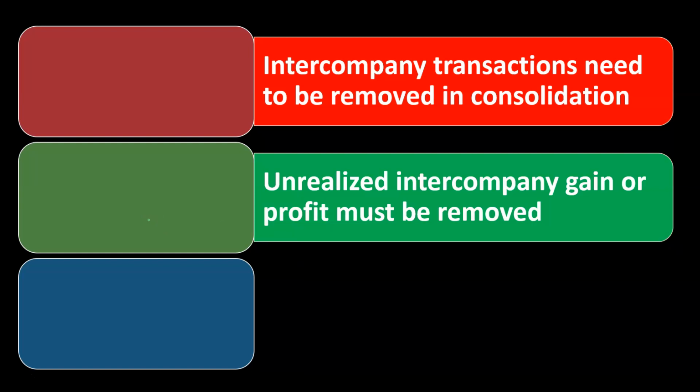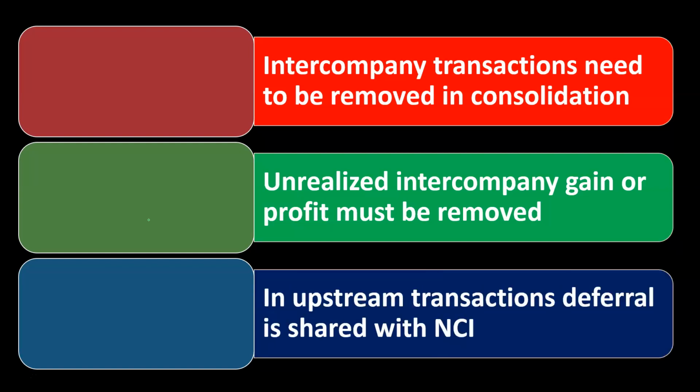In general, if there's an intercompany gain or profit, where one item just went to the other, like a location change, then we have to remove the profit because no profit really happened, since nothing was exchanged outside of the organization. It's all an intercompany transaction. In upstream transactions, deferral is shared with the non-controlling interest. It's the same kind of situation we had with the inventory. We had to differentiate between the upstream and downstream transactions, so we're going to have the same kind of situation here.